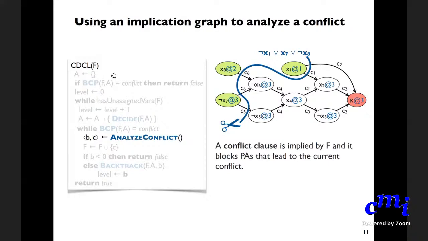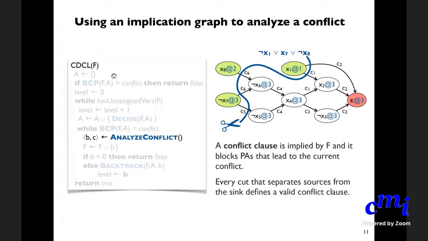If you remove these edges, then the graph that consists of this set of nodes will not be connected to that set at all. And a cut is defined by those nodes on the non-conflict side which have direct edges into the conflict side. So that's what a cut is. Every cut that separates sources from the sink defines a valid conflict clause.